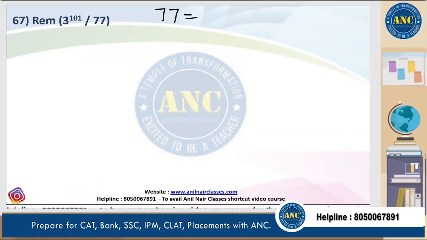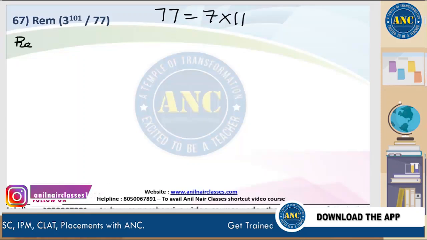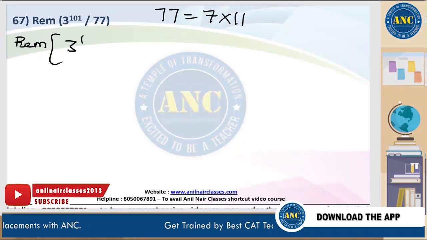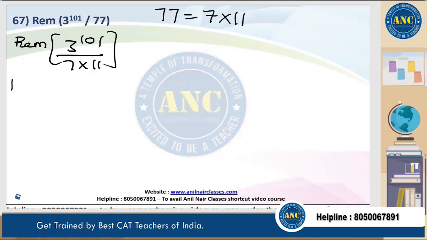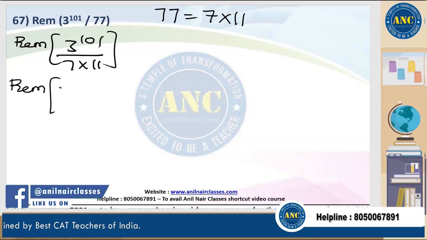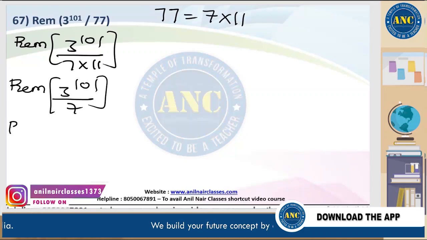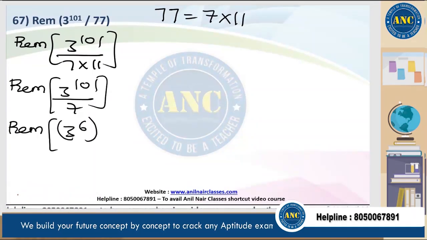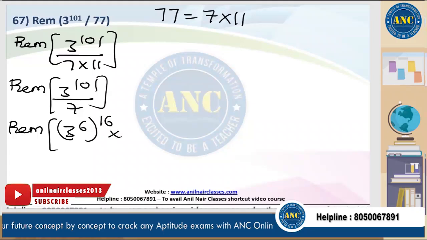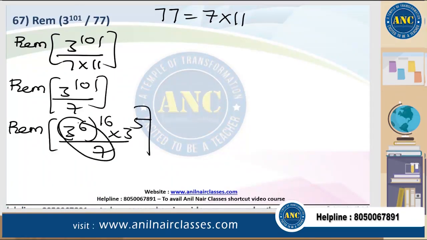Again, 77 is a composite number. So it is 7 into 11. So 3 power 101 divided by 7 and 11. If I take 7 first, 3 power 101 divided by 7. So this will be 3 power 6, power 16, 6 16s are 96, 5 divided by 7.